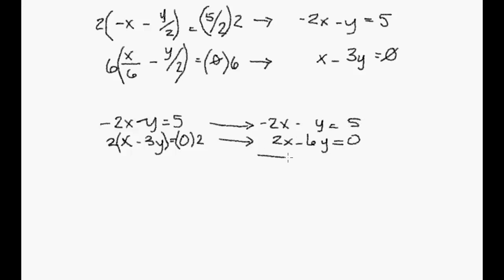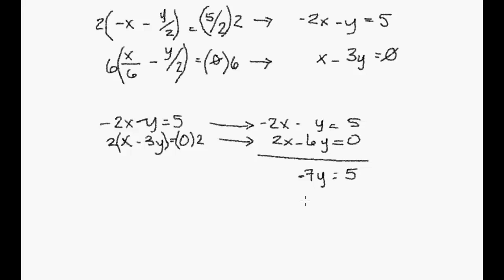All right. Now let's add the equations. So the x's go away because minus 2x plus 2x is 0. And then we're going to have minus y plus minus 6y is minus 7y. And 5 plus 0 is 5.